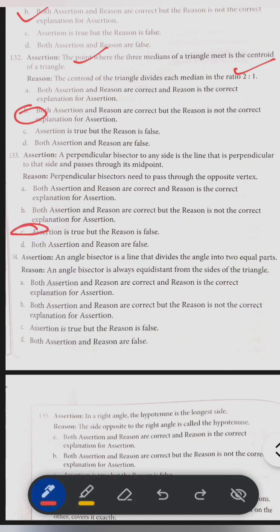Now, question number 134. An angle bisector is a line that divides the angle into two equal parts. Correct. An angle bisector is always equidistant from the sides of the triangle. This one is 15 degree, this one is also 15 degree. Yes, that is correct, that is also correct. So option B. Here the reason is not the correct explanation of assertion.